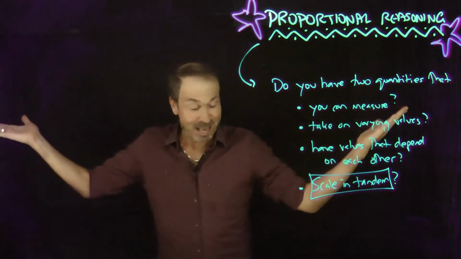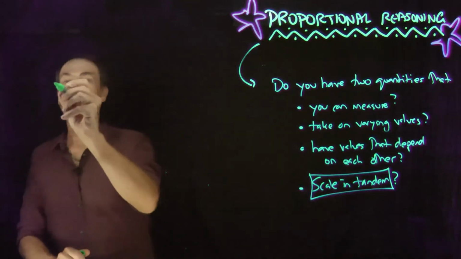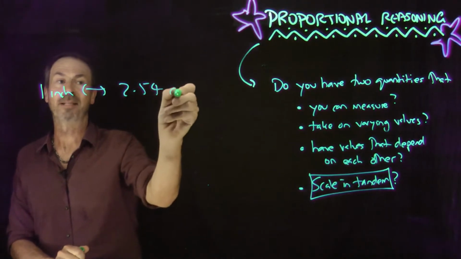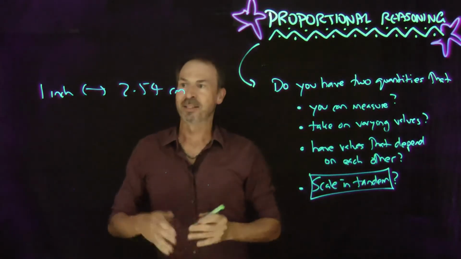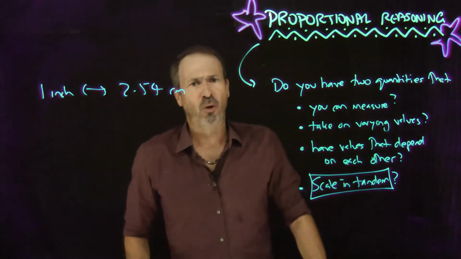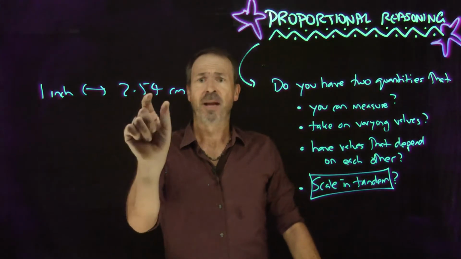All right, so let's just practice that. For example, I'm to know that 1 inch matches 2.54 centimeters. I guess I'm doing unit conversion. All right, so 1 inch goes with 2.54 centimeters. So in some sense, I guess I am thinking of 2 quantities here, a length in inches and a length in centimeters.